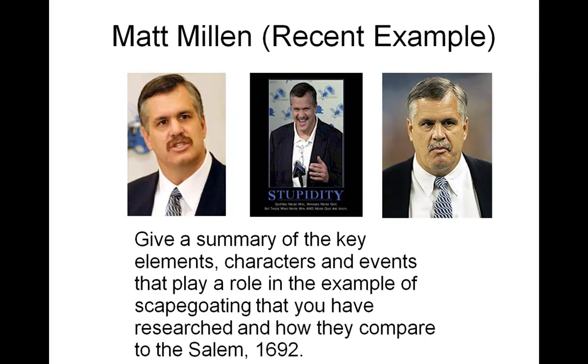And finally, the last element of the body of this paper will be a current or recent example of scapegoating. For this part of your paper, you're going to also need to give a summary and the key elements for the example that you've chosen. Characters and events that played a role in this example that you have researched and how they compared to the Salem witch trials of 1692. An important thing to remember here is after you describe and give the details of this current example, it's important that you give a comparison to the scapegoating that occurred in Salem.